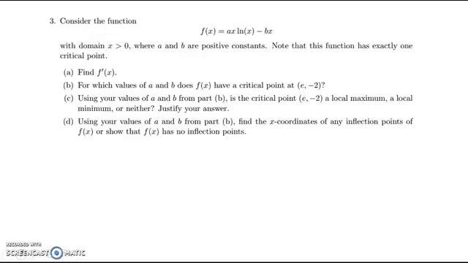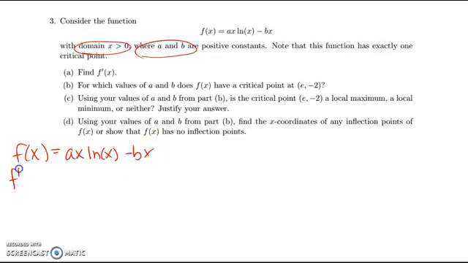So let's look at number 3. It says, consider this function right here, where we're looking only at x greater than 0 and a and b are positive constants. This function has exactly one critical point, so let's find it. So if f of x equals ax ln of x minus bx, f prime of x, this first part needs to be the product rule. Derivative of the first part is a, times ln of x, plus the first part, ax, times the derivative of ln of x, which guess what, is 1 over x, which will cancel out, and the derivative of that part is b.